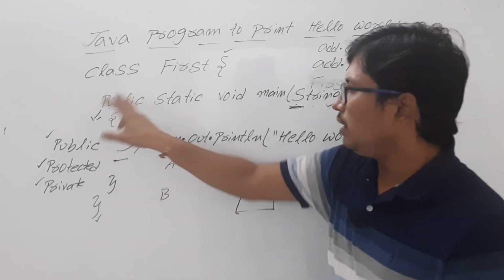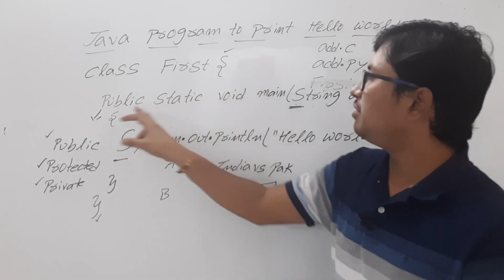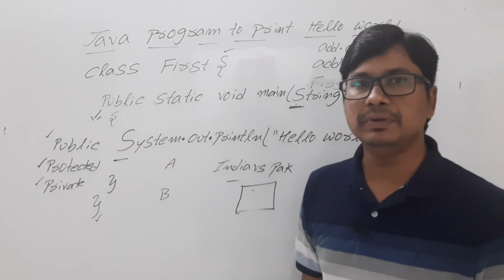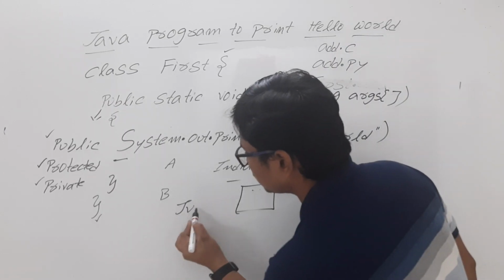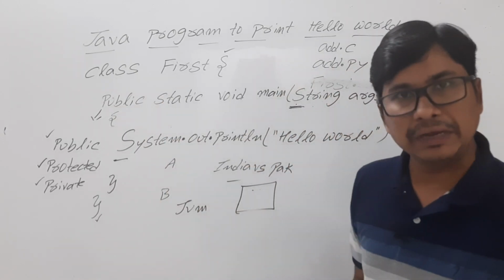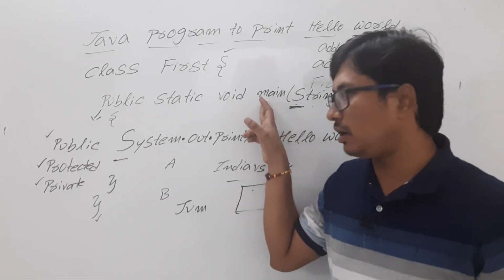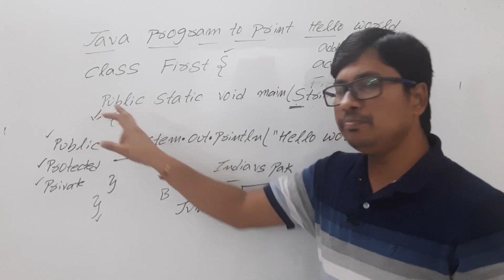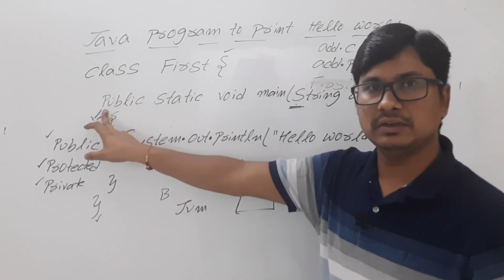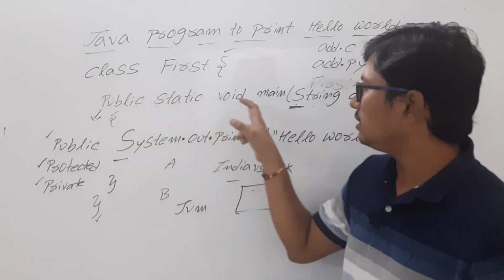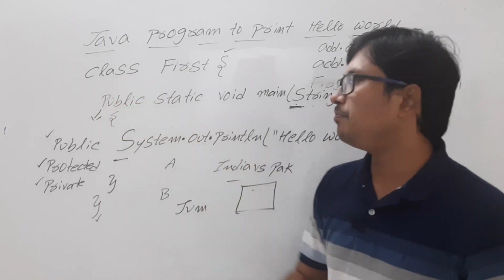Now in that case you can ask me, sir, why are you keeping the main method as public? Whenever you are running this program, the JVM should access this main method, because the main method is the starting point to execute this program. Now if you keep it as public, the JVM can access it. Is it clear? Are you able to understand? So that's why we are keeping it as public.